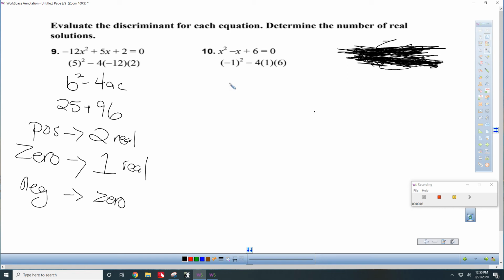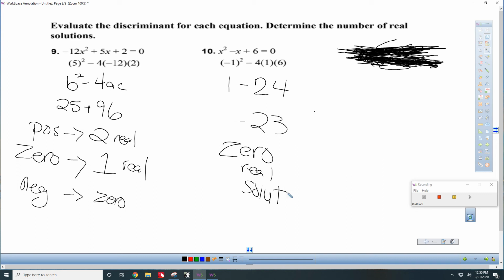Okay? So let's look at number 10. Negative 1 squared is 1 minus 24, negative 23. This should be 0 real solutions. Now let's graph it and see what our graphing calculator tells us.